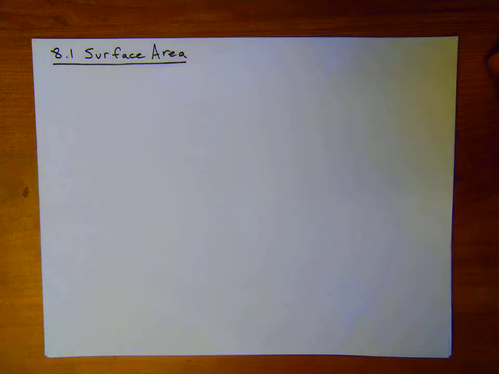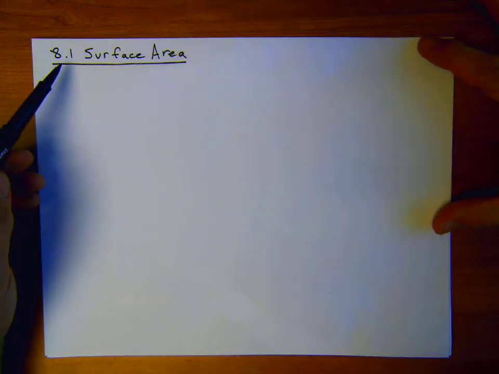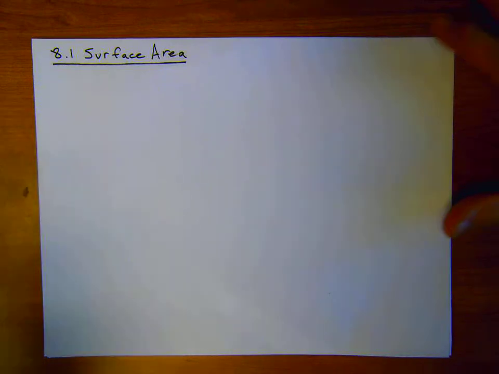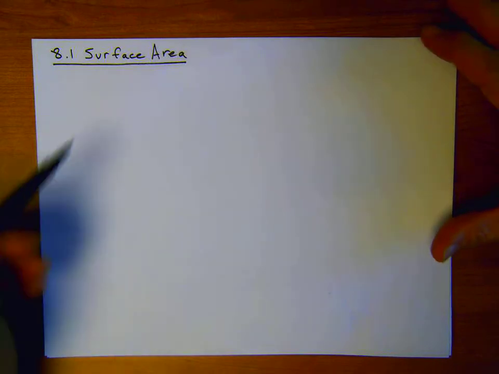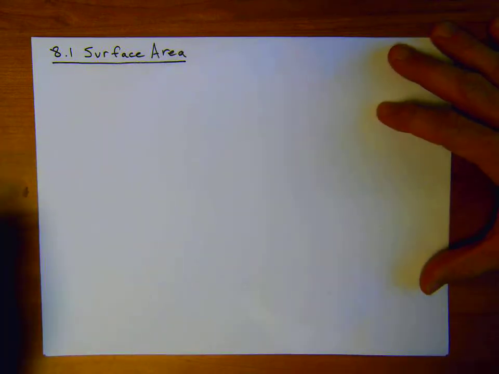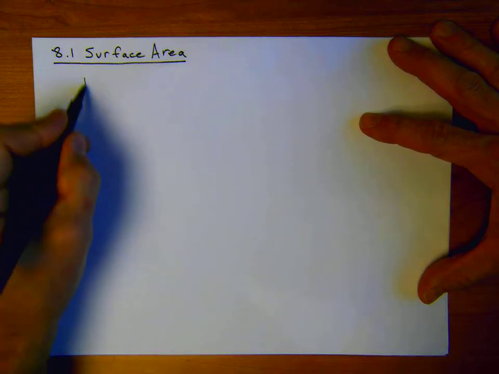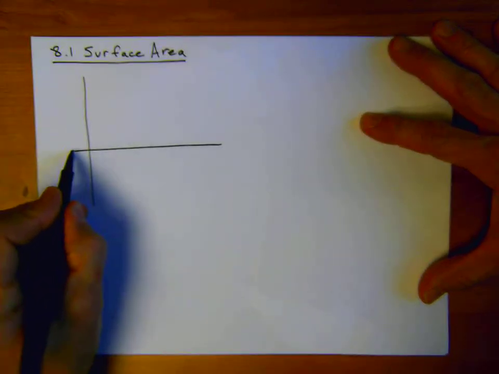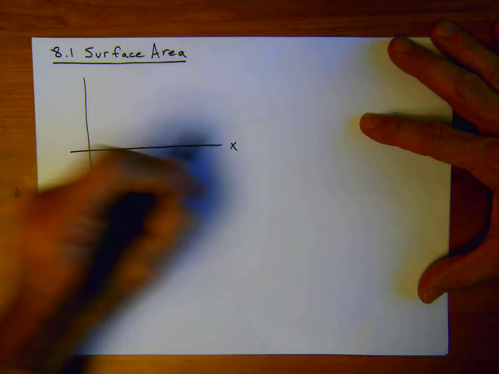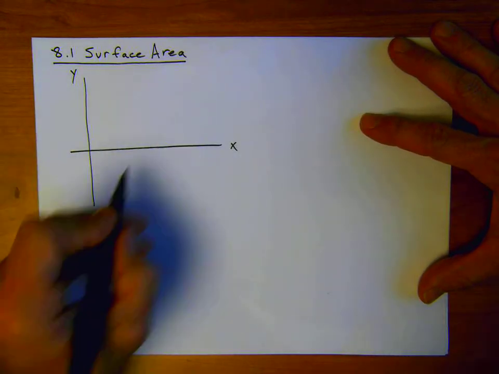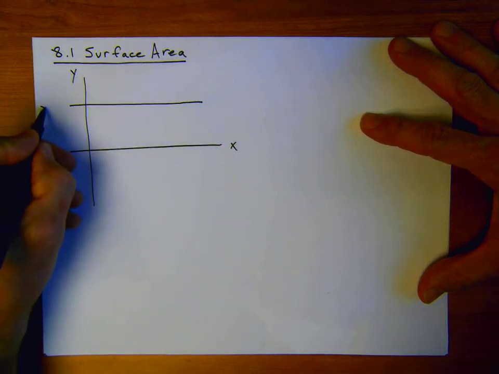Brief video just to introduce the idea of surface area in terms of how we use an integral to find the surface area of a three-dimensional object. So I'd like to begin with an easy one that we're familiar with, the idea of a cylinder. Let's say we have the x and the y axis here, and we take some constant function, we'll call it y equals c.